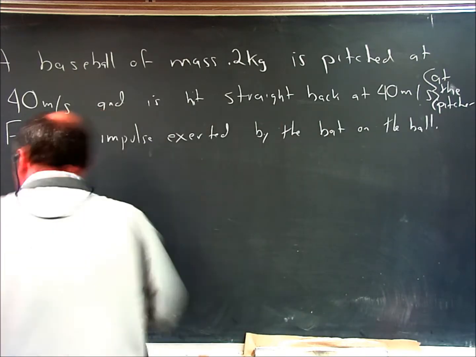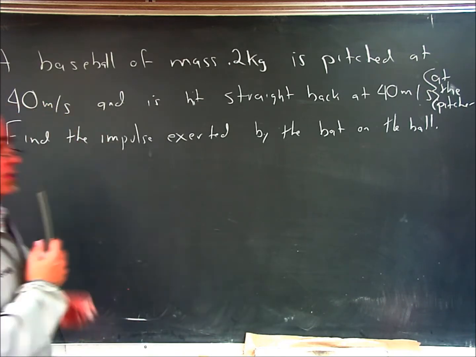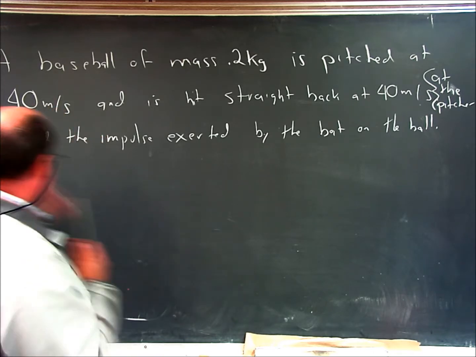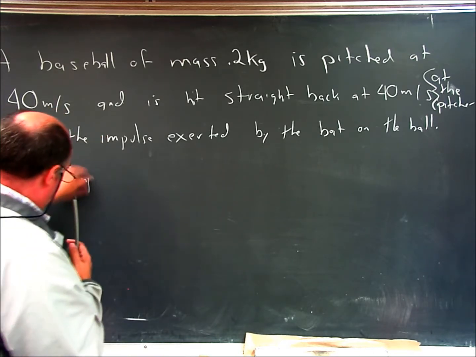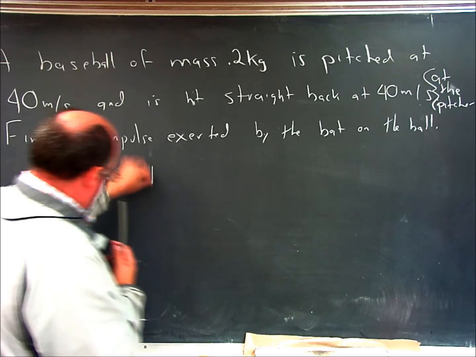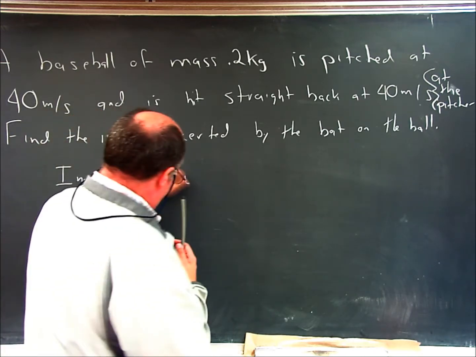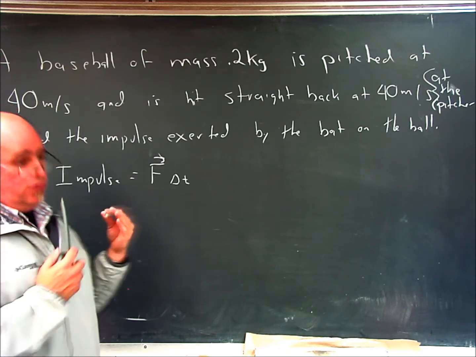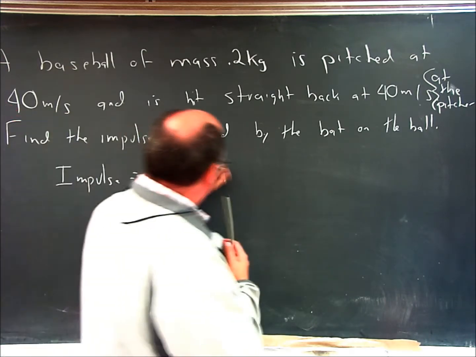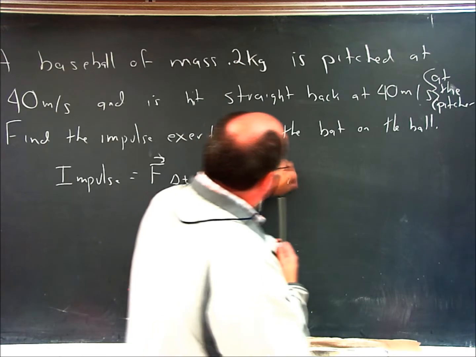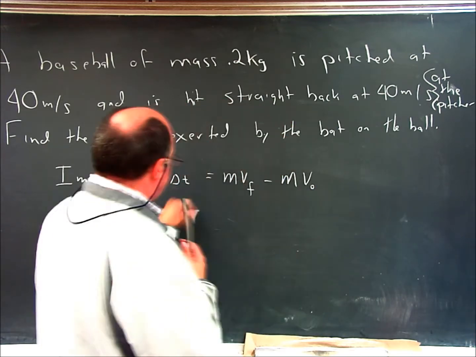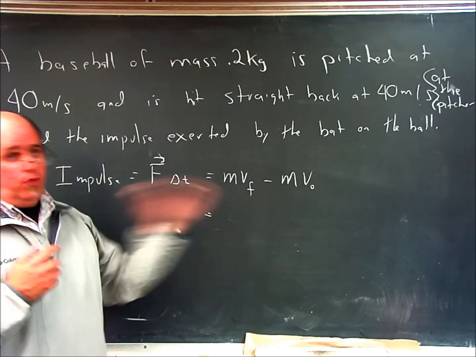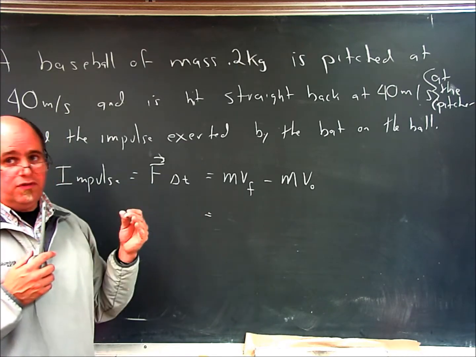If you try to write the formula for impulse, the definition would be force times delta t. But you find out that you don't have the force or the delta t, so you can't do it this way. What you do have is mv final minus mv initial. So you have to think about what's happening. Before you plug it in, you have to picture this situation in your mind.